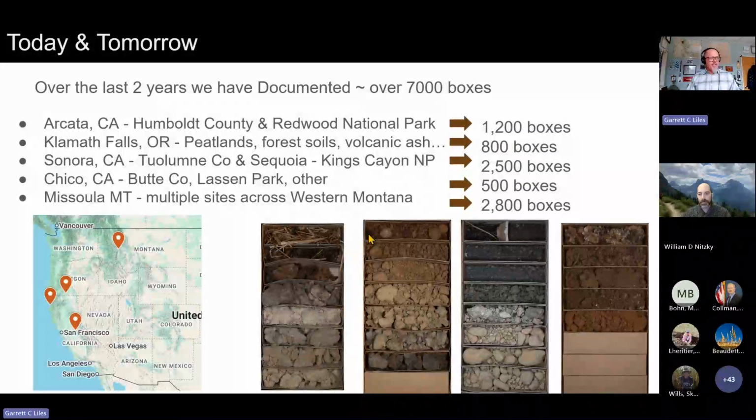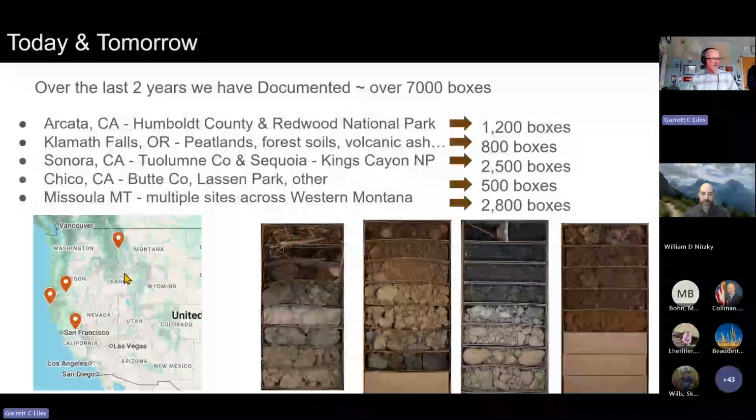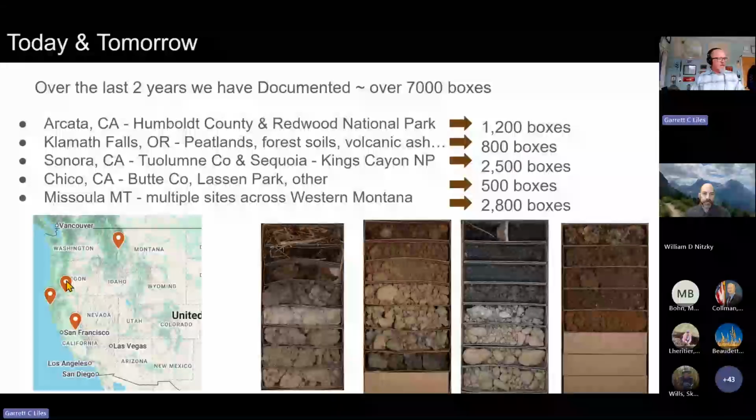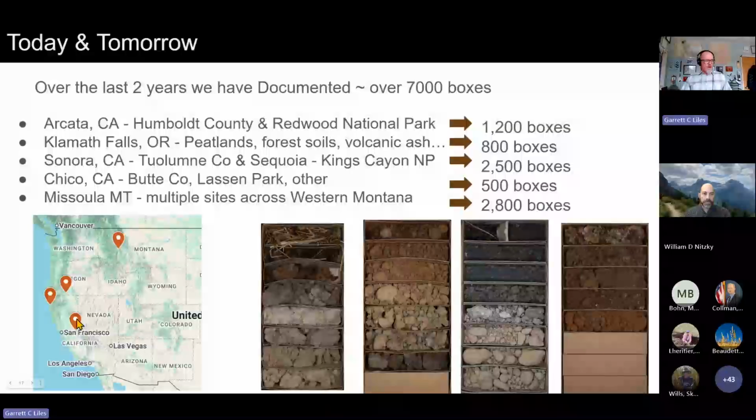But we've got about 7,000 boxes across the West. Our local collections of Humboldt County and the Redwood National Park. We've done a bunch of work with folks in Klamath Falls, and there's still boxes there that we're going to be getting. Boxes in Sonora from Tuolumne, Kings Canyon, Sequoia, boxes in Chico for Lassen in our local areas.